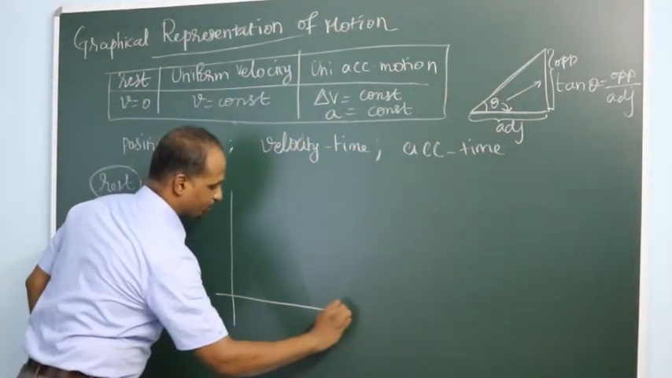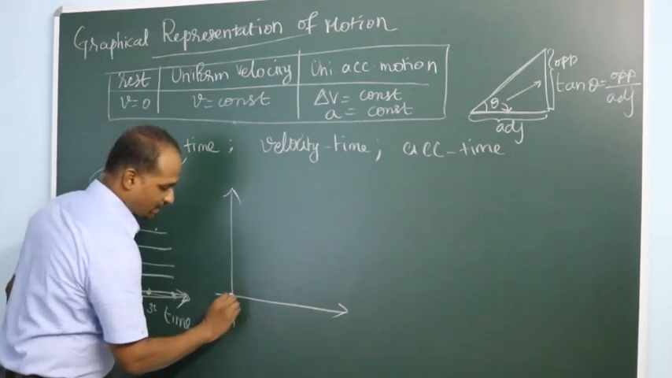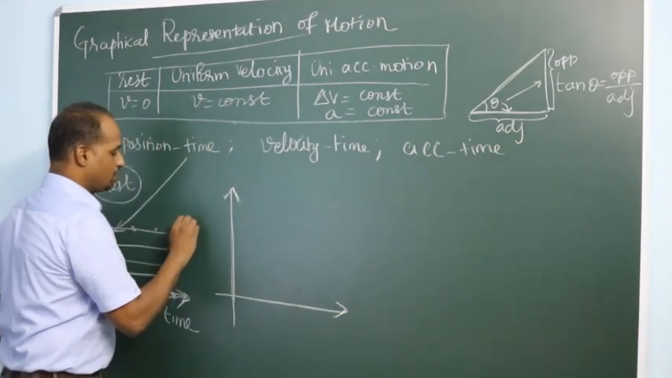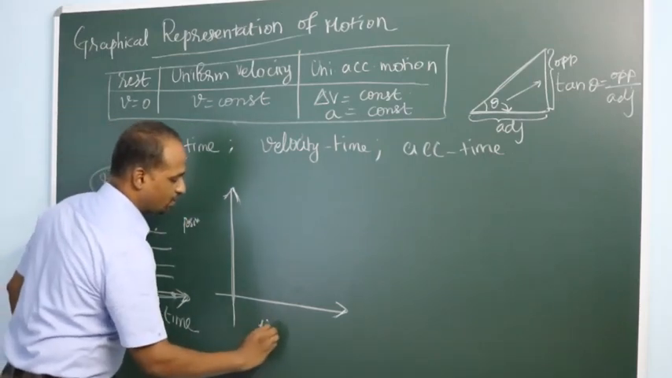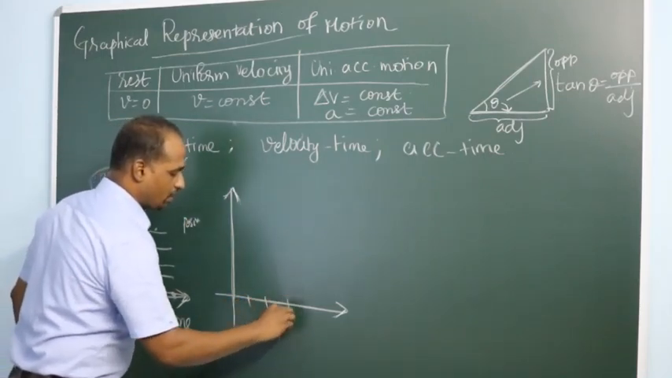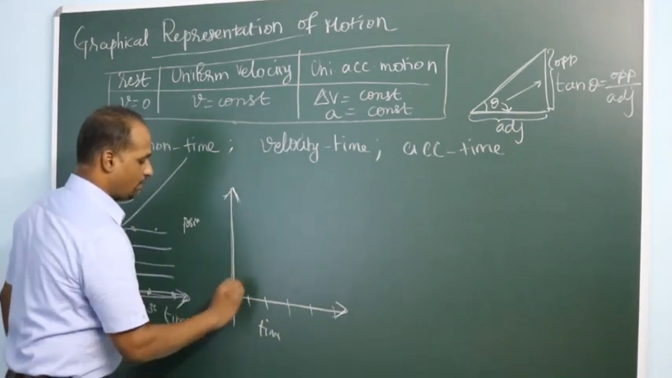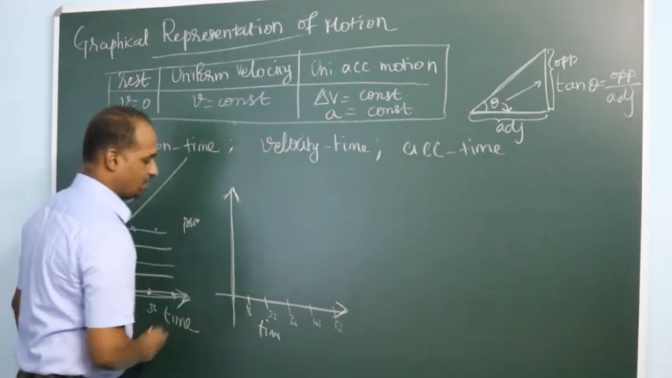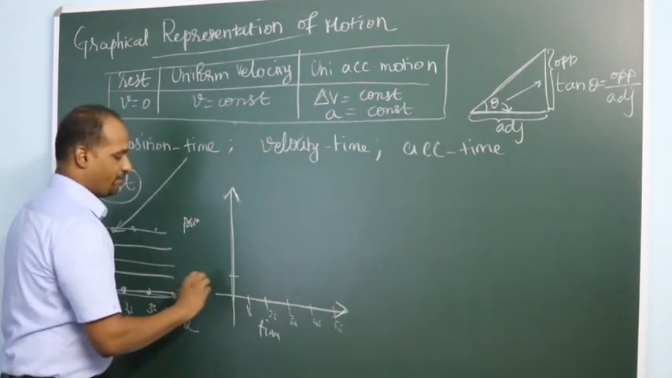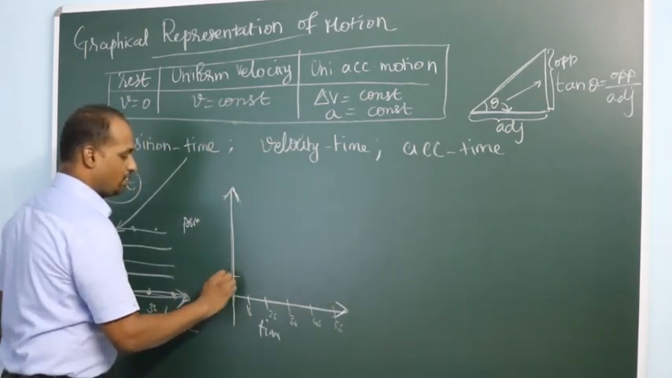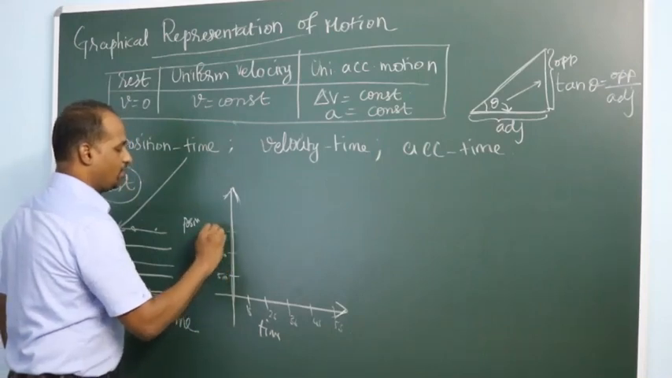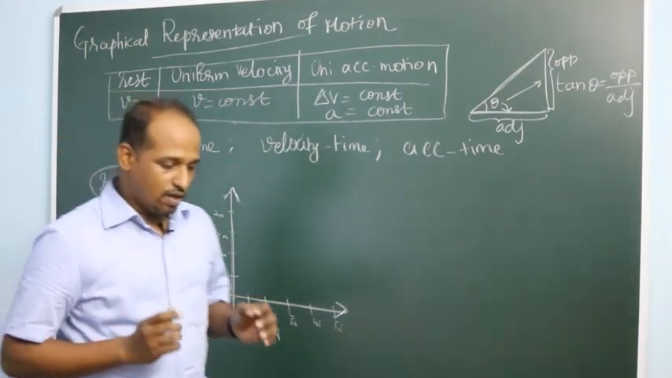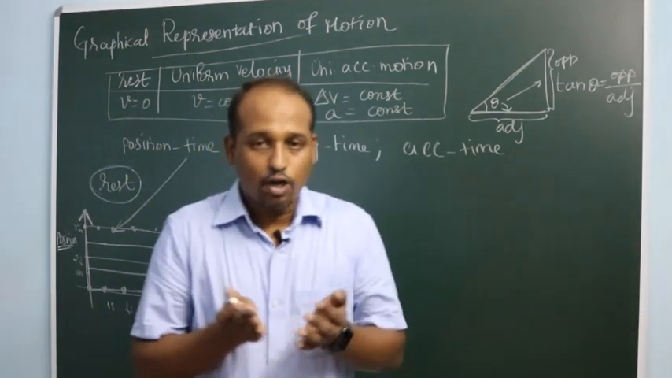You take x-axis time, y-axis position. So this is position, this is time, 1 2 3 4 5, and 1 second, 2 second, 3 second, 4 second, 5 seconds, and so on. This is for our convenience. I'll take 5 meters, 10 meters, 15 meters, 20 meters, etc. And right now you are having a toy.